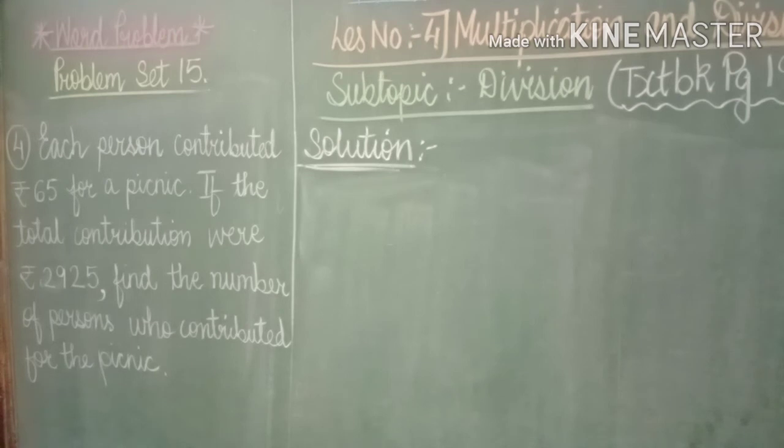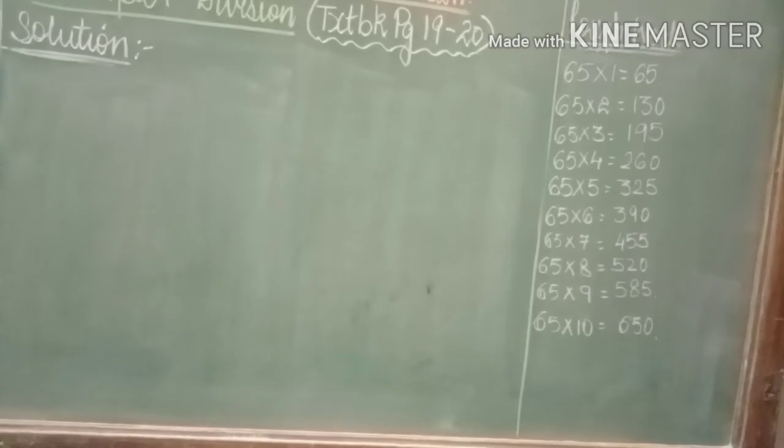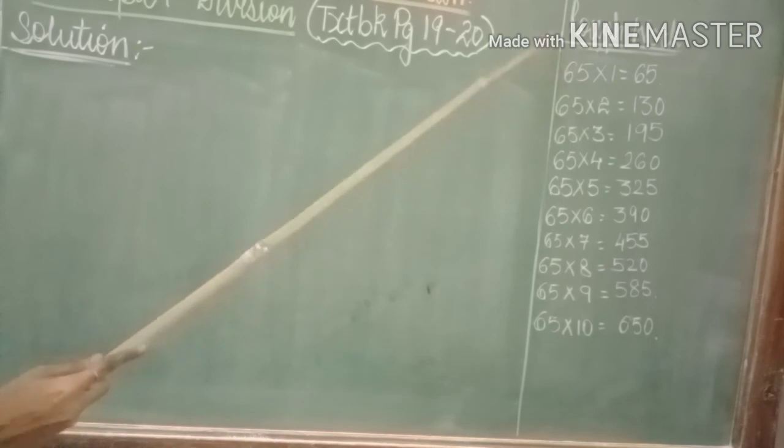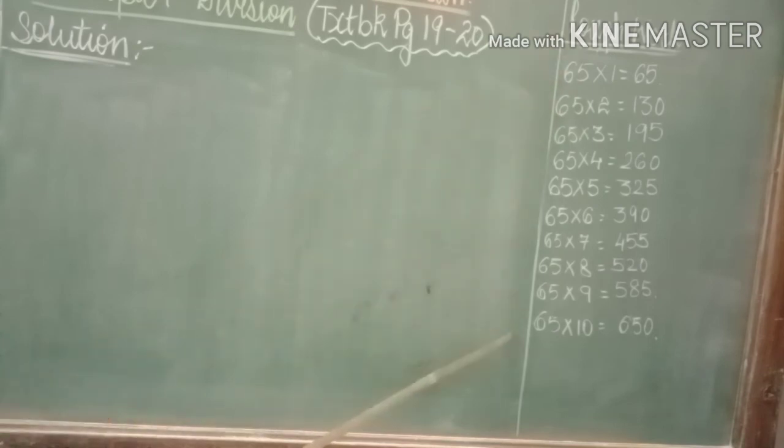Before that, all the students, you are kindly requested to do the rough work, and in the rough column you are going to write the table of 65. As you can see, on the right hand side of the blackboard, I have written rough work and I have written the 65 table, 65 ones are till 65 tens are. Now let's start with the solution. We have to write the contribution by each person was rupees 65 and the total contribution was 2,925. We have to find out how many persons contributed for the picnic.